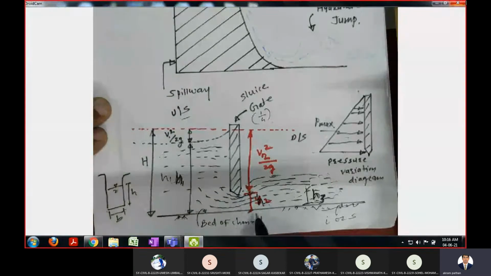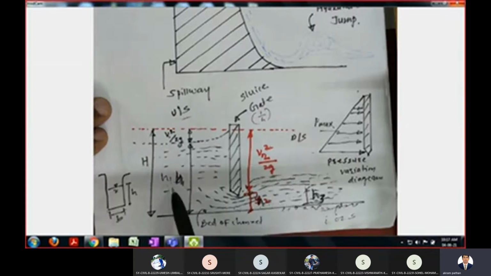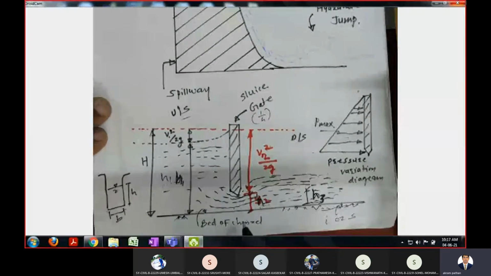Then we have to take another reading, that is known as H2. What is this H2? H2 is the depth of the flow from the bed of the channel up to the bottom of the gate. So this is the depth below the gate. Then we have to take another reading, that is H3. H3 is the depth of the flow on the downstream side of the gate, away from the gate. So we have to take H1, H2 and H3. These three depths we have to take in the practical.